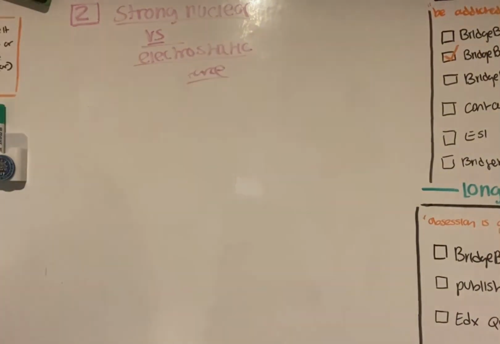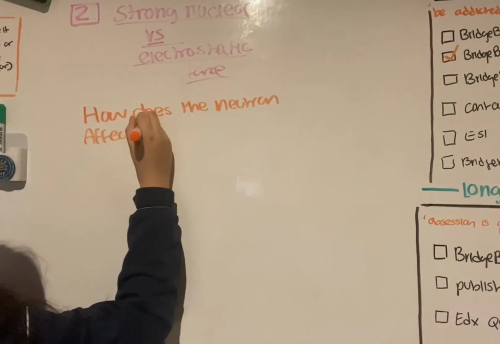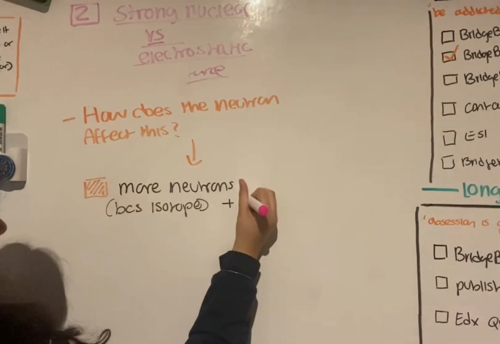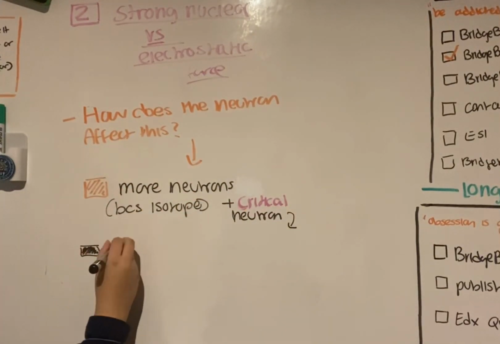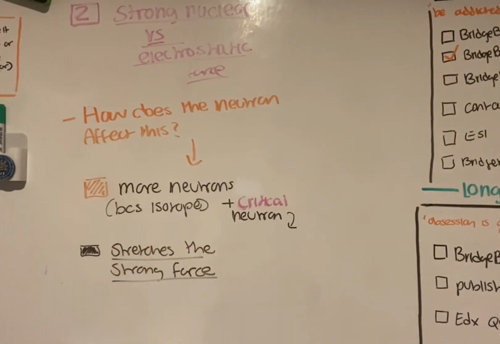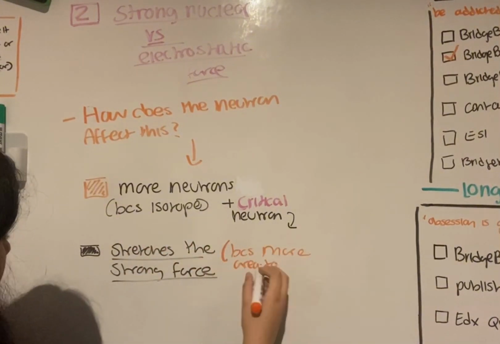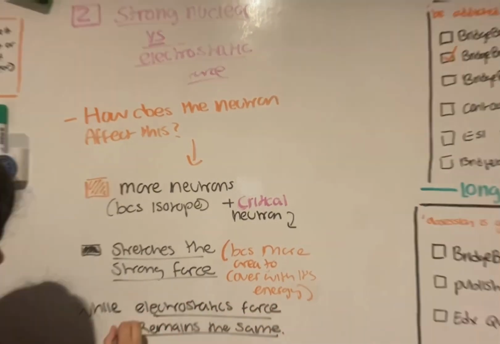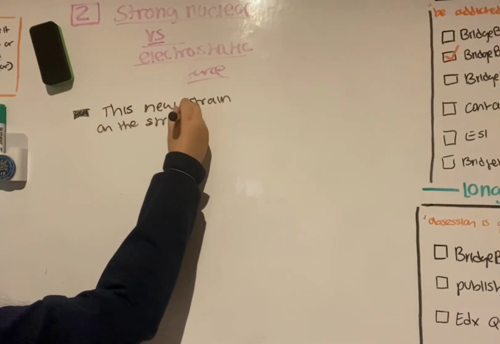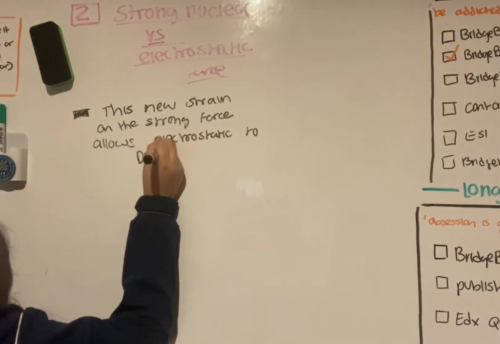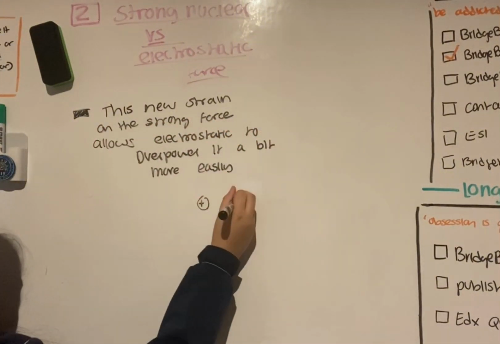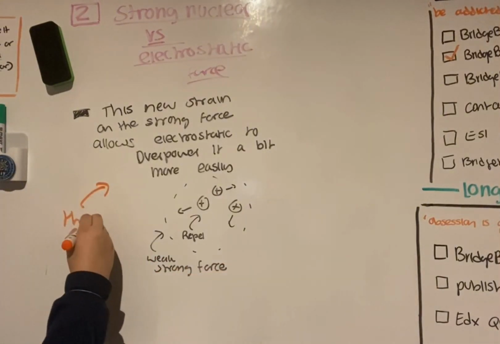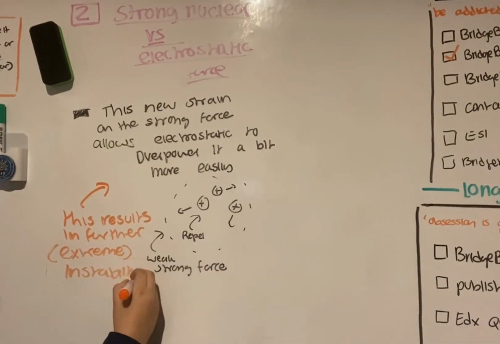So how does this relate to nuclear fission, and why does the critical neutron make the isotope so unstable? Well, more neutrons, because it's an isotope, plus the critical neutron stretches the strong force, because there's more area to cover with this energy, while electrostatic force remains the same. This new strain on the strong force allows electrostatic force to overpower it a bit more easily. And due to the extreme repulsive nature of the electrostatic force, the sheer amount of energy being produced by it is no longer contained by the strong force, making everything extremely unstable.